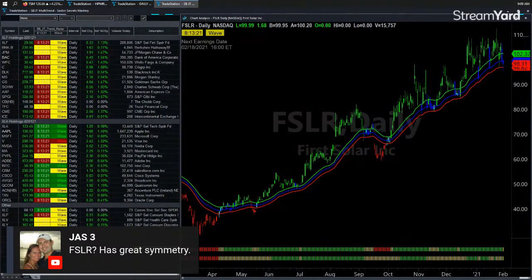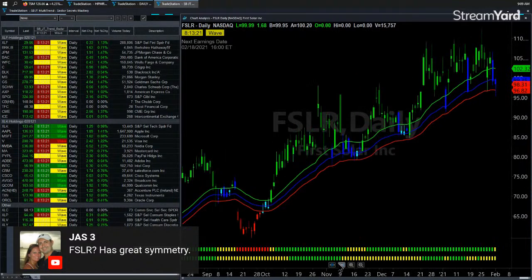All right, FSLR. So First Solar, thanks for the question, Jazz. Yeah, so let's talk about the structure of First Solar. Let's zoom in just a little bit here. Okay. If I take a look at the way in which this market has pulled back previously, look at all the blue grab candles when we do pull back to the 34 EMA wave. And for those of you that are not familiar with the wave, it is a strategy that allows us to take advantage of dynamic support within the context of a trend.